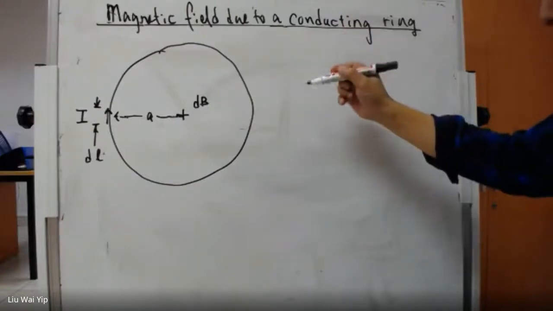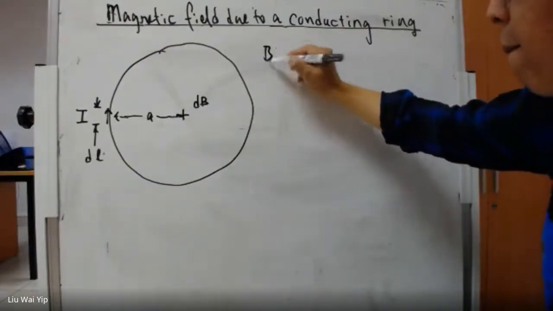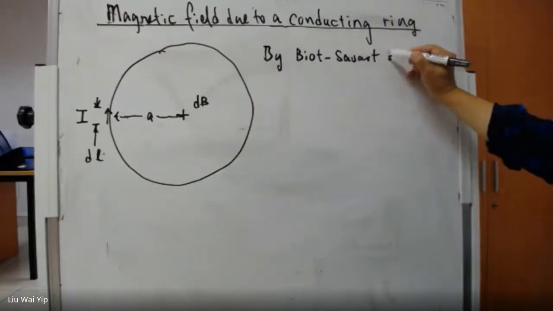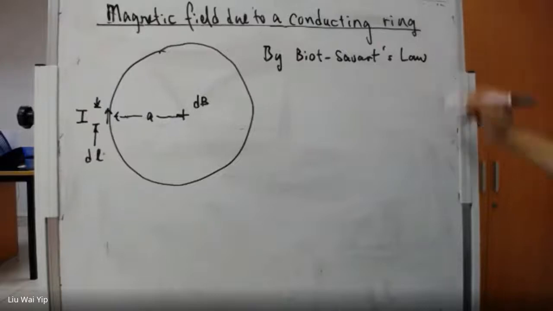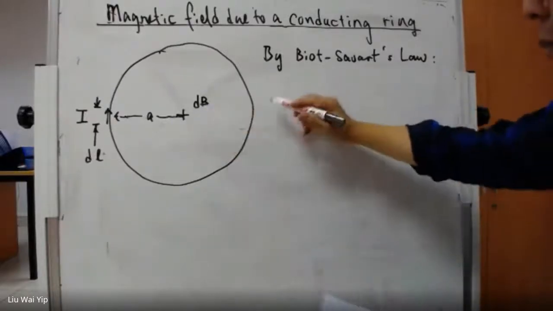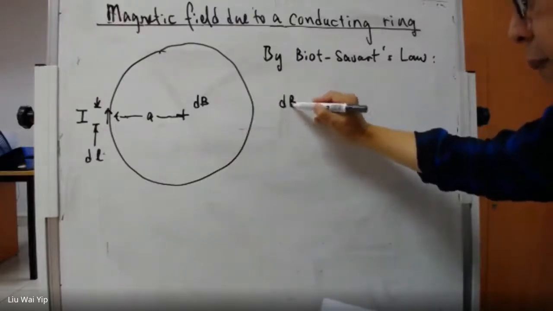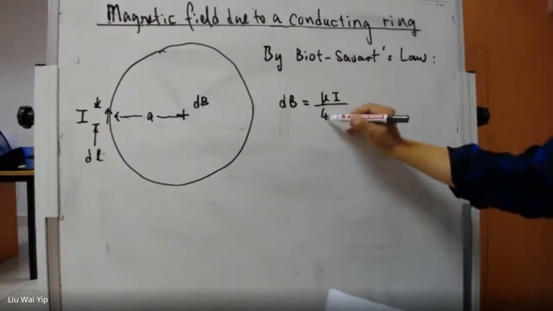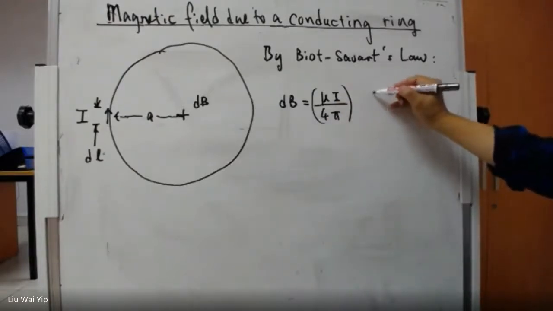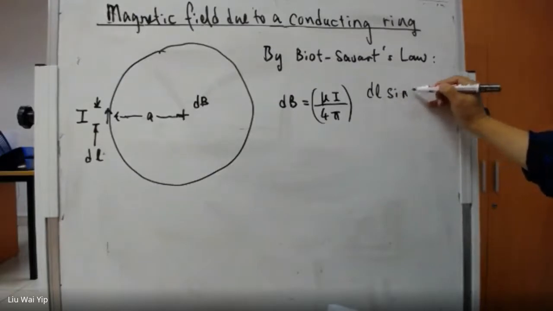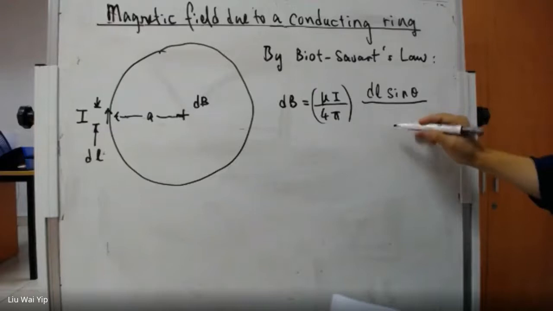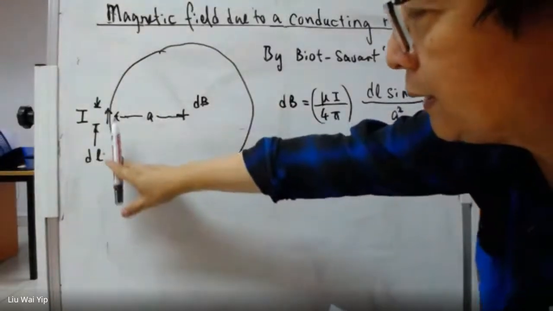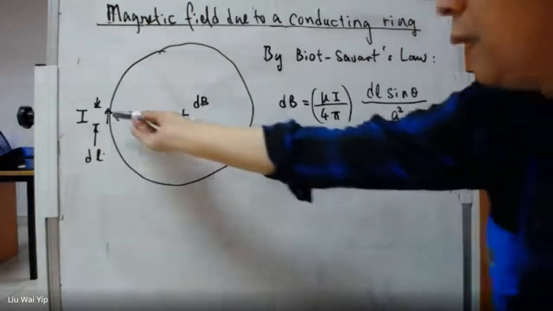By the Biot-Savart law, the delta magnetic field is given by mu I, where I is the current, over 4 pi, and then dl sine theta, where theta is the angle between dl, delta L, and this radius.